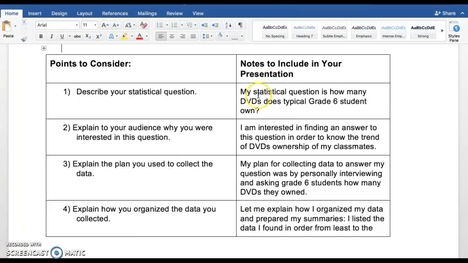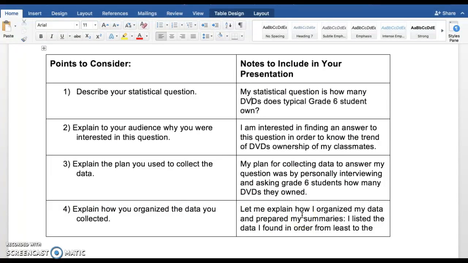So my statistical question is, how many DVDs does a typical grade 6 student own? Number 2, I'm interested in finding an answer to this question in order to know the trend of DVD ownership of my classmates. Number 3, my plan for collecting data to answer my question was personal interviewing, asking grade 6 students how many DVDs they owned.